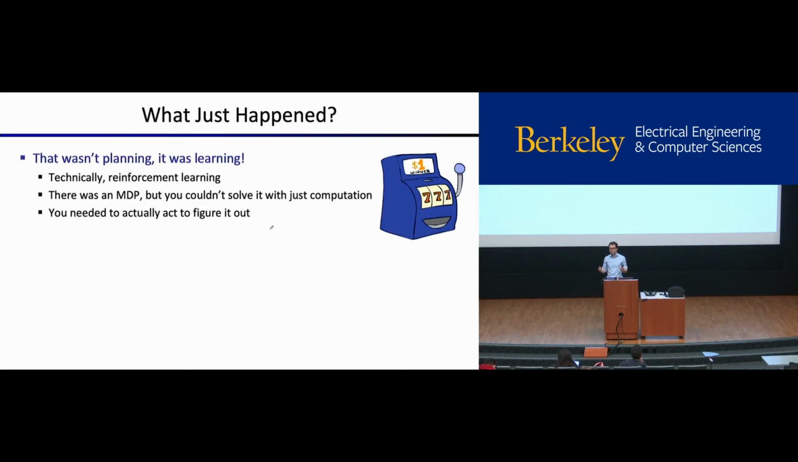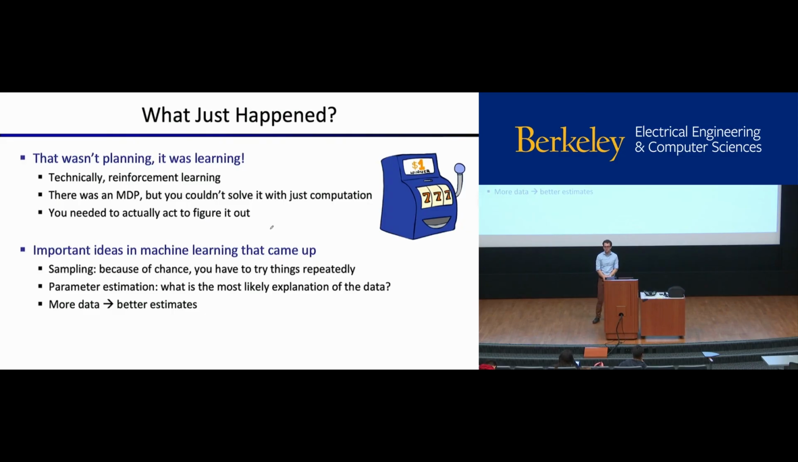There was an MDP, I showed it to you, but we didn't know what the probabilities were, so we couldn't solve it with just computation. We had to actually act and figure out what those probabilities are from experiences. And there are some important ideas in machine learning that we'll see soon, starting next class. One is that we're sampling. Because of chance, we have to try things repeatedly and get a better estimate over time. Second is parameter estimation. We want to know what's the most likely explanation of the data that we saw. And so that likely explanation is, oh, red's just not that good. But the more data we have, the better our estimates.